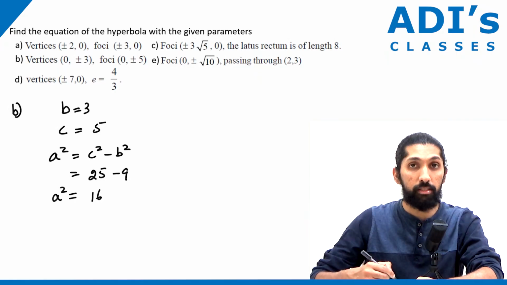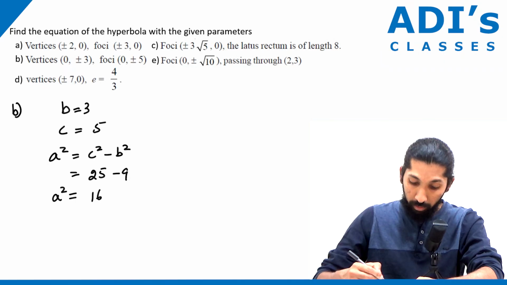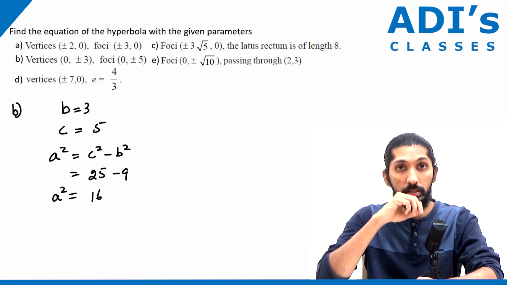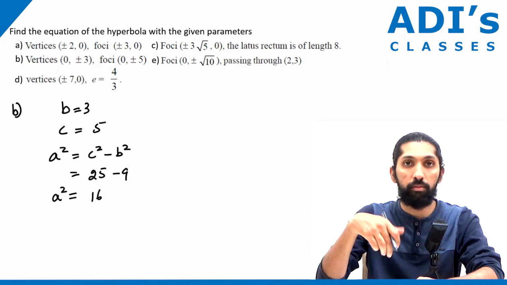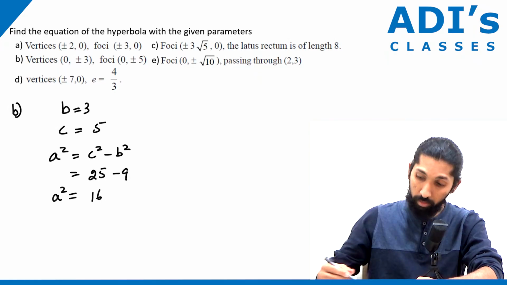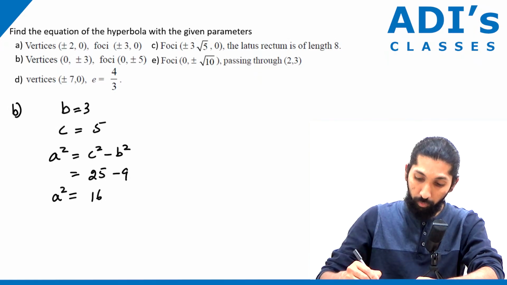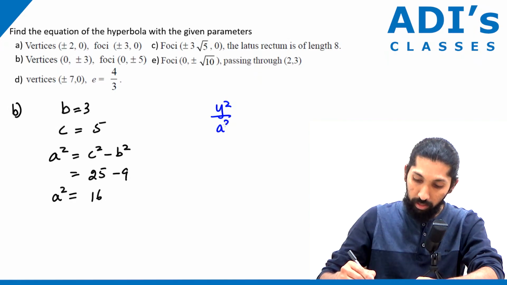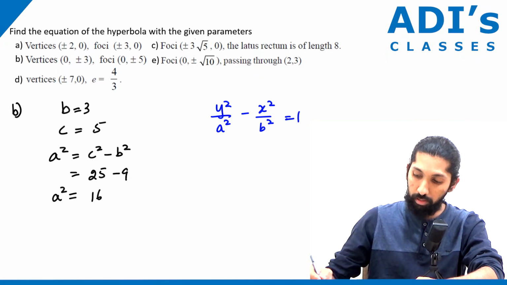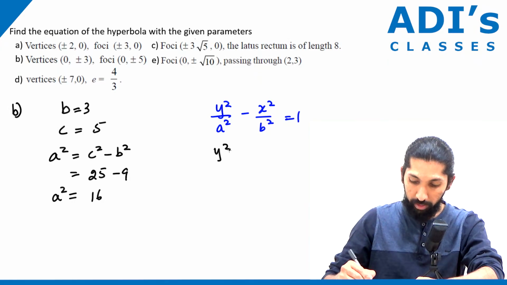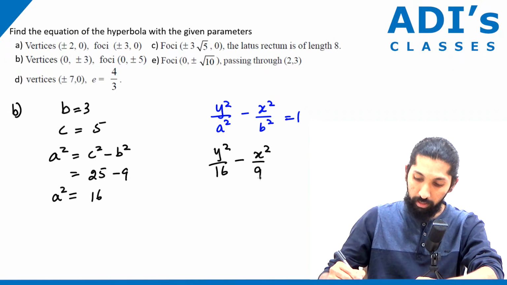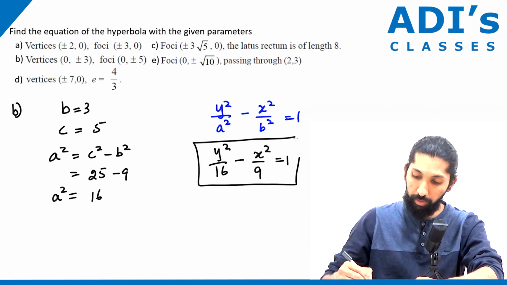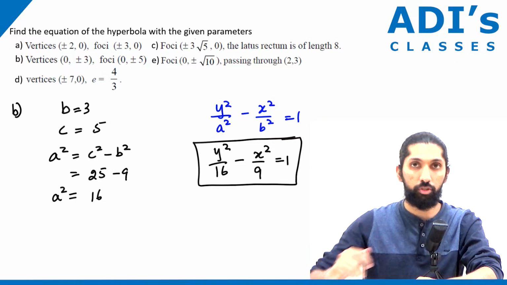A square is going to be 16. Fair enough. Now the equation is going to become y square by a square minus x square by b square is equal to 1. Correct? So the equation is of the form y square by a square minus x square by b square is equal to 1. Now if you substitute, y square by 16 minus x square divided by 9 is equal to 1. So this becomes the answer for the second question.